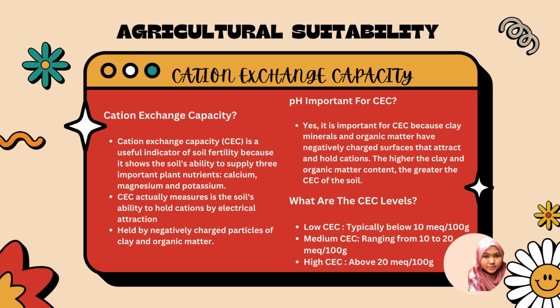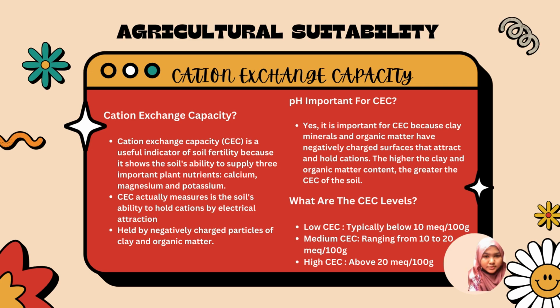There are three levels of CAC. First, low CAC. Low CAC is typically below 10 milliequivalents per 100 grams of soil. Soils with low CAC may have poor nutrient holding capacity. Second one is medium CAC. It generally ranges from 10 to 20 milliequivalents per 100 grams. Soils with medium CAC can hold a moderate amount of nutrients and are considered reasonably fertile.